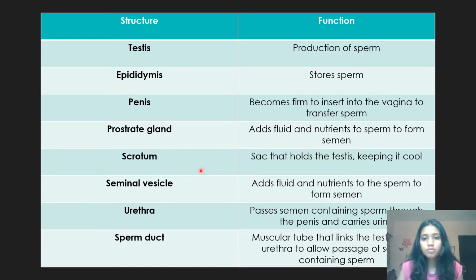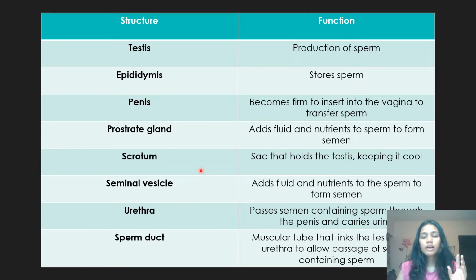Okay, and then you have the sperm duct, which is basically a muscular tube that links the testis to the urethra. So the sperm duct helps carry sperm from the testis to the urethra. Okay, and the urethra is in the penis, and so during sexual intercourse, sperm travels from the penis to the vagina.